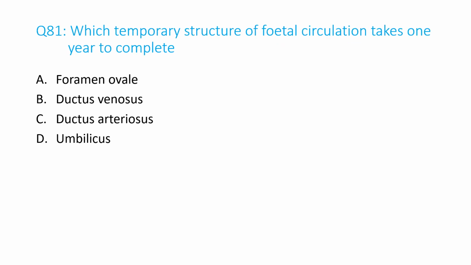And the answer is question number 81. Which temporary structure of fetal circulation takes 1 year to complete? A. Foramen ovale. B. Ductus venosus. C. Ductus arteriosus. D. Umbilicus.